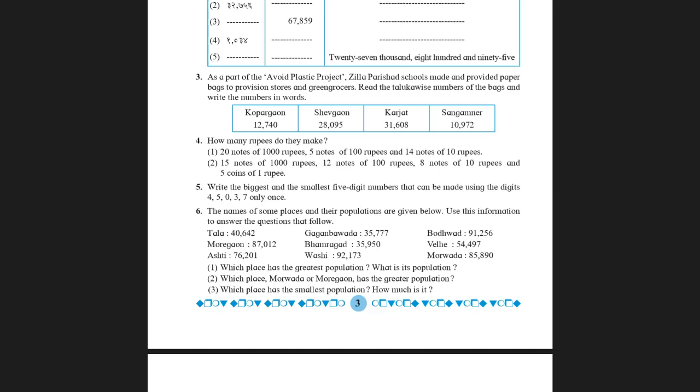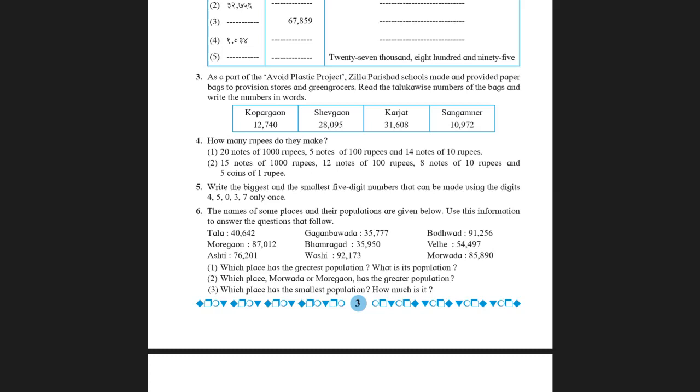Now there's 4, 8, 7, 3, 3, 9, 9, 5 and 8. So you find that 9 is the highest number. And there are 2 places with 9, Vashi as well as Bodwad. 92,173, 91,256. Now I'm going to focus only on these because 9 is there in the first place and I know these are the biggest numbers.